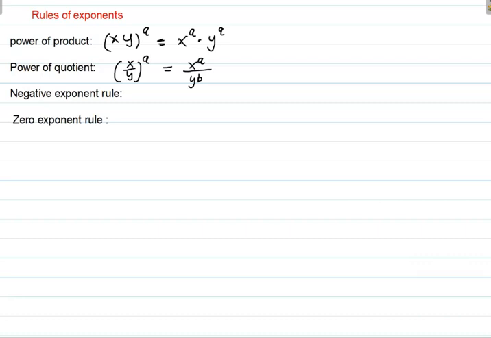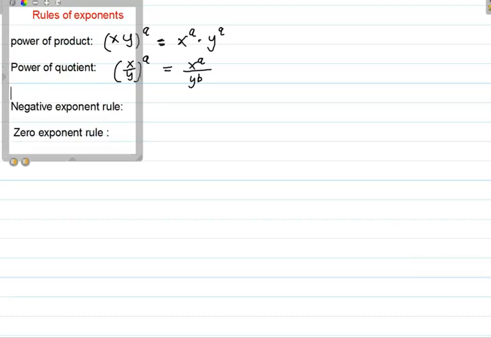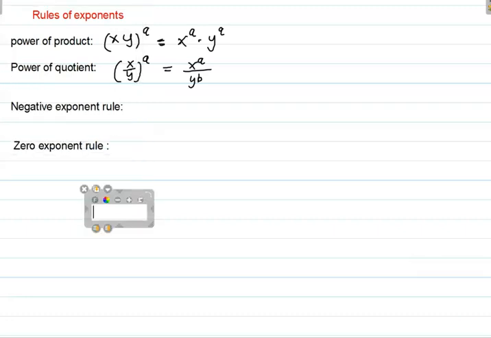Next is the negative exponent rule. If any number or variable has a negative exponent, negative k, then to make it positive we move it to the bottom, to the denominator, so it becomes 1 over x raised to k. To make any exponent positive we move it to the bottom.